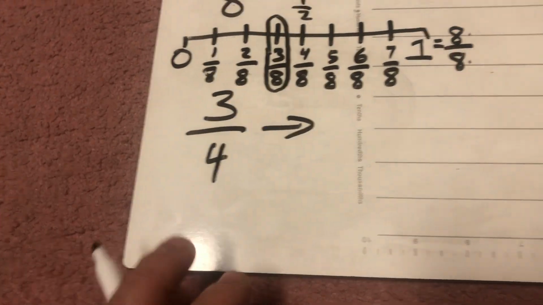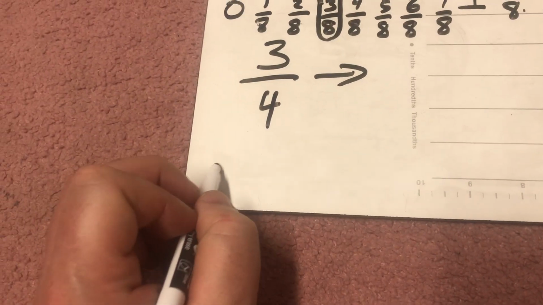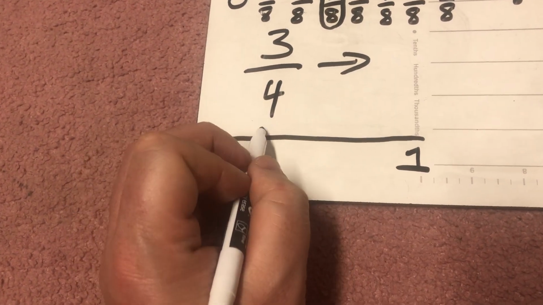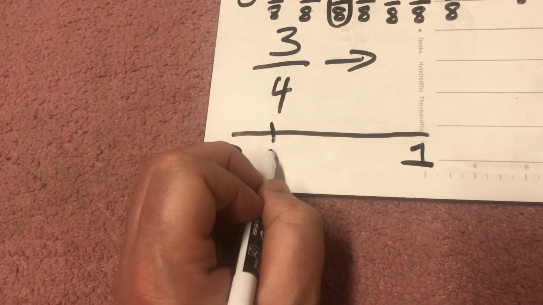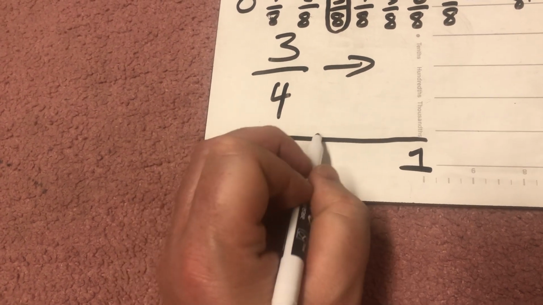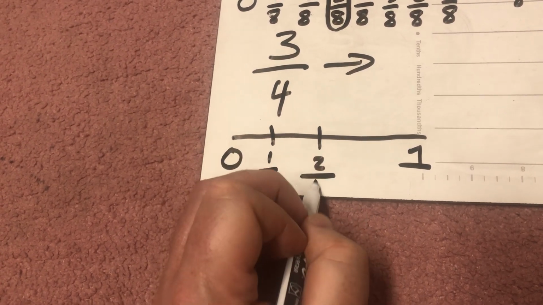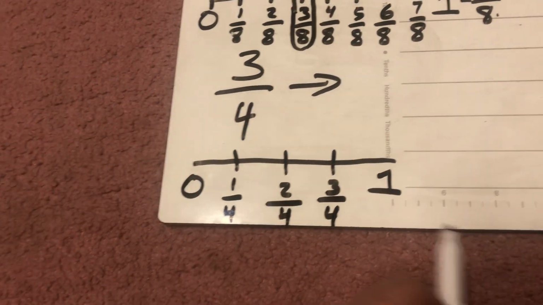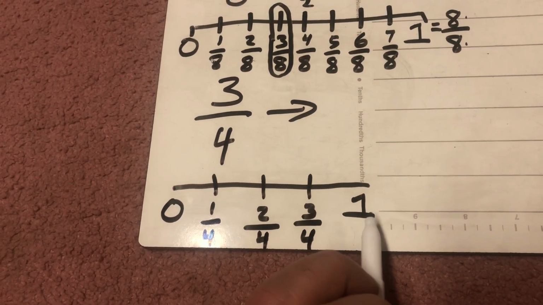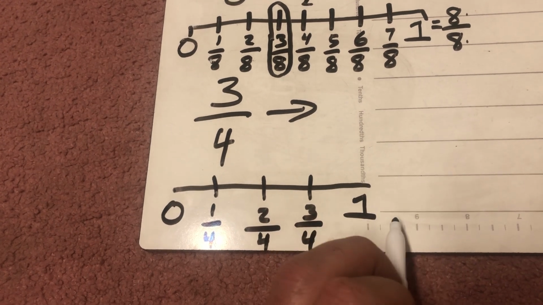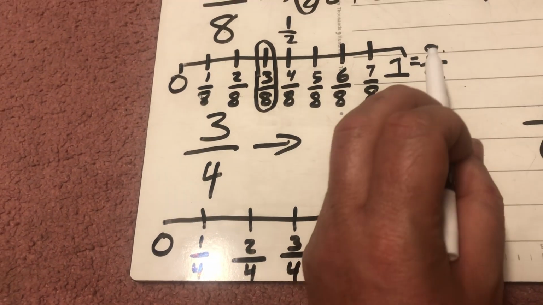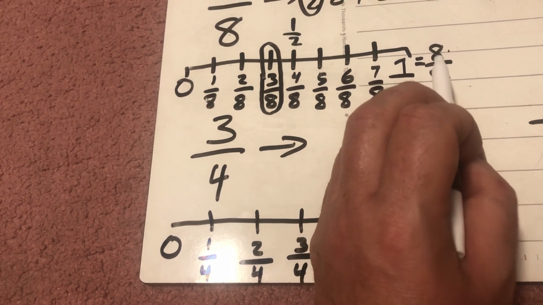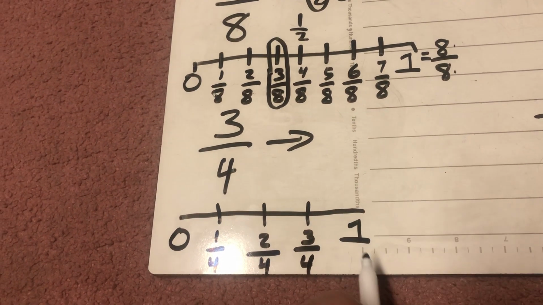Let's go to this one, 3/4. Well, once again, the number line starts at 0 and it ends at 1. Then I have, since my denominator is 4, 1/4, 2/4, 3/4, and I don't need to put 4/4 because remember, if I have 4/4, that's just 1. Just like 8/8 was 1. Doesn't matter what the digit is. If the numerator and the denominator are the same, it equals 1.